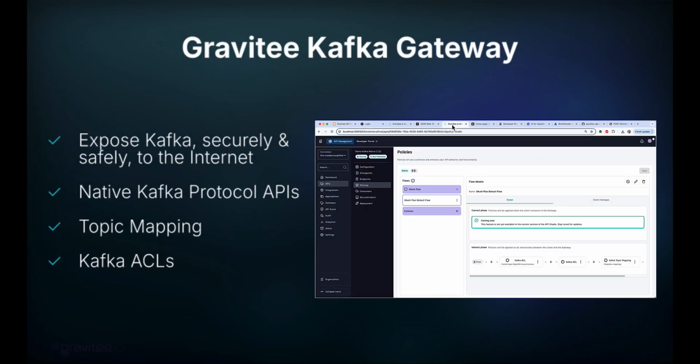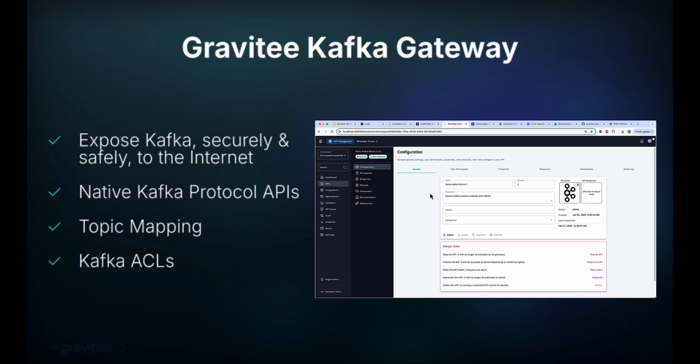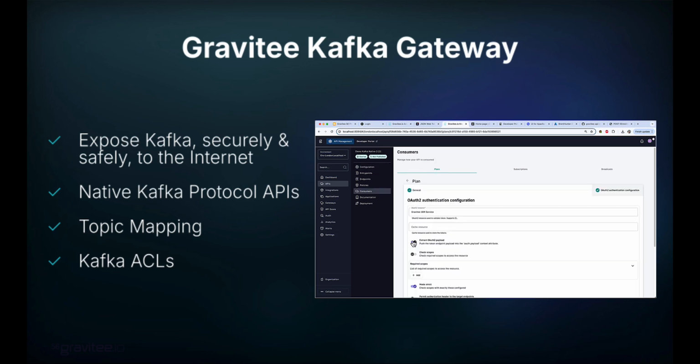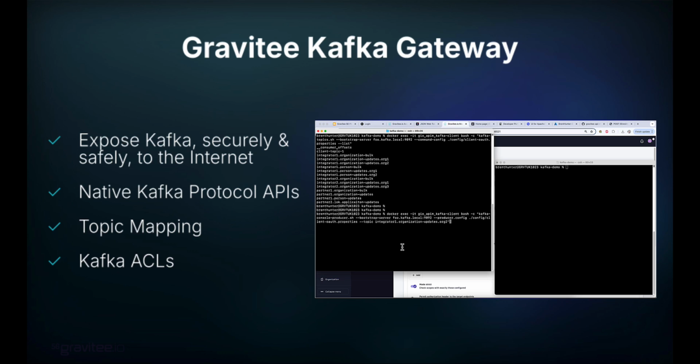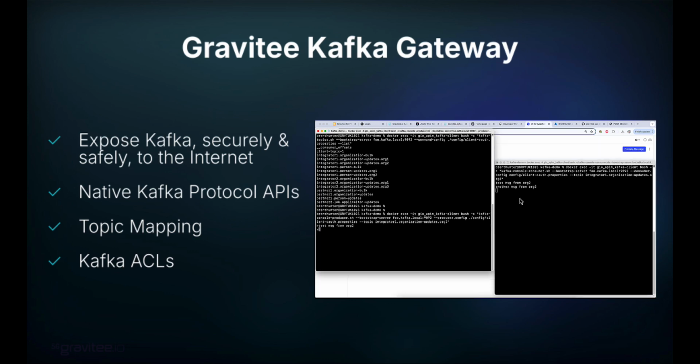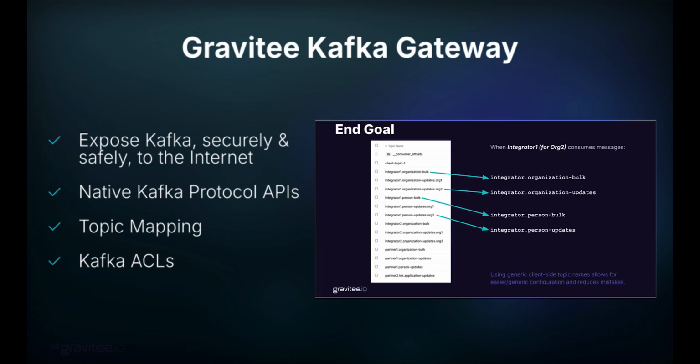Hello again. In the last video, I introduced the Kafka gateway with the ability for you to customize the internal broker-side topic names with a consumer-friendly topic name. I also showed you how Gravitee can be used to configure Kafka ACLs at the gateway level on those topics as well, to secure access of your Kafka cluster via the Gravitee gateway so that clients can only have access to what they should have access to and nothing more.